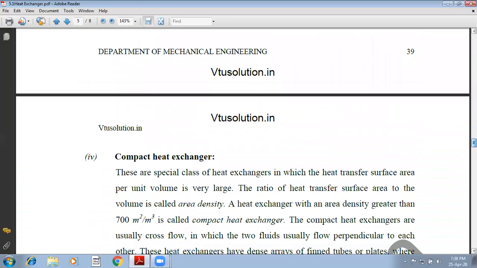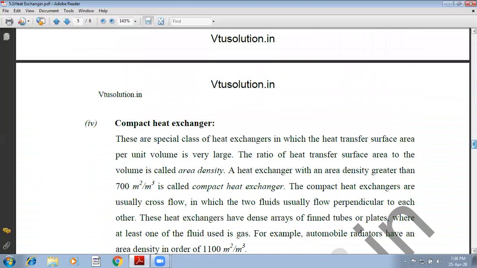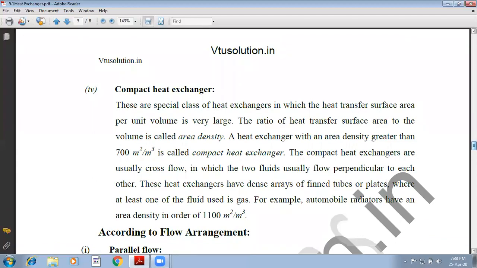Next type of heat exchanger is compact heat exchanger. As the name itself indicates, compact means which consumes less volume, and it is determined by a term called area density, which is defined as the ratio of surface area to unit volume.